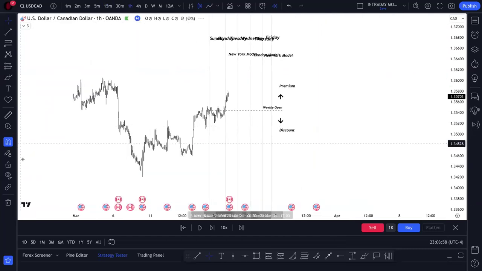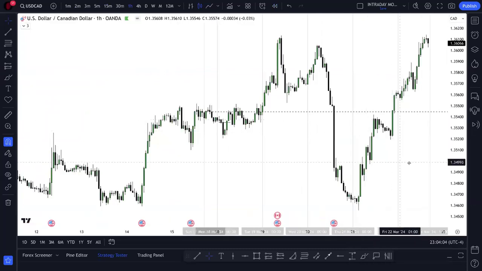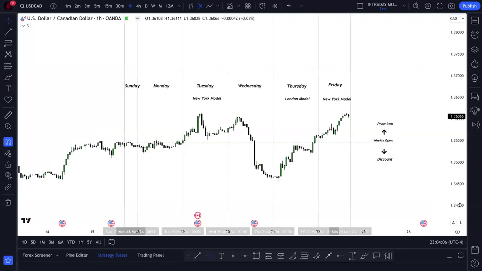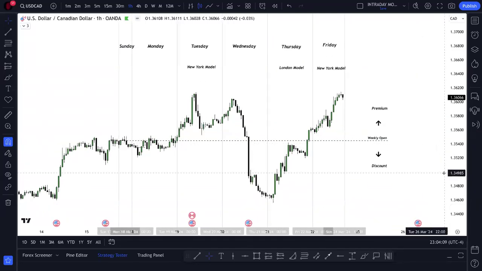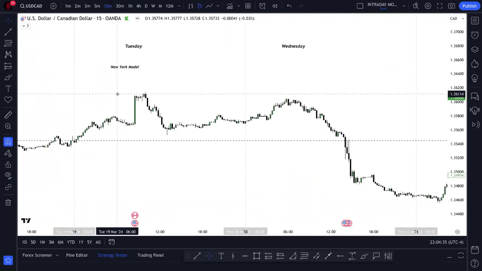Before we go forward, I'll give you the full snapshot. Look at that. Weekly opening price. Look at where the best buys are happening. Look at where the best sells are happening. This is premium. This is discount. That is premium and that is discount. New York model is happening. This New York model example is happening in a premium. So we clearly know that it's some type of sell setup. Let's take a look. Right over here.